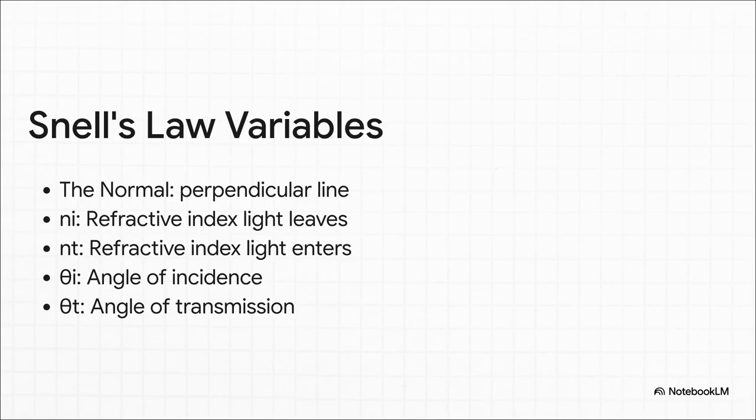Next, Ni is the refractive index of the material the light is leaving, and Nt is the refractive index of the material it is transmitting into. Finally, we have theta i, which is the angle of incidence, and theta t, the angle of transmission. Both of these angles, again, are measured relative to that perpendicular normal line. This one equation dictates exactly how light behaves at any flat interface.